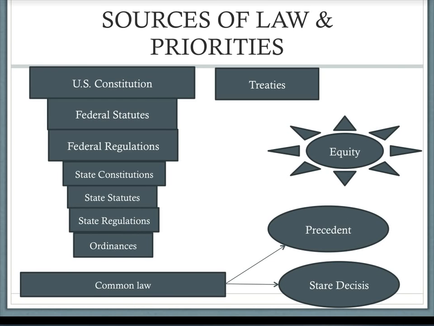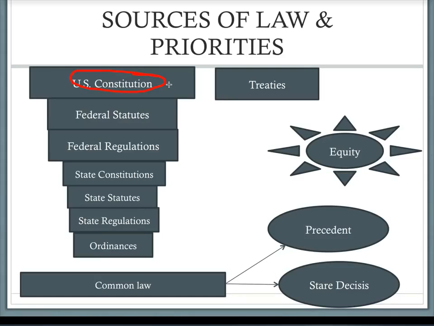In the U.S., we have many different sources of law, and there are certain priorities for each of those sources of law. We're going to start with the U.S. Constitution. That is the preeminent source of laws in the U.S. If any other laws conflict with the U.S. Constitution, those laws will be stricken down.